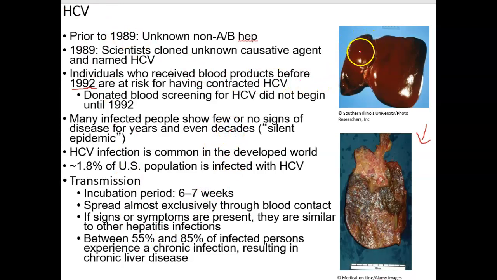The incubation period is several weeks, and then it starts replicating in your liver, and again, you can be asymptomatic for sometimes decades. And this leads to cirrhosis of the liver in a large percentage of patients, 55 to 85%. Now, there are some antivirals to treat this, but a lot of these people wind up needing a new liver. They wind up on the transplant waiting list.